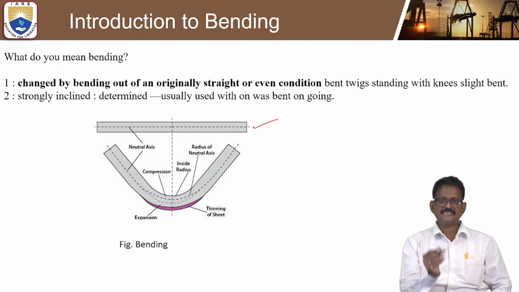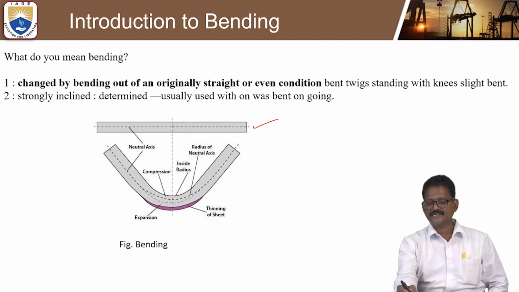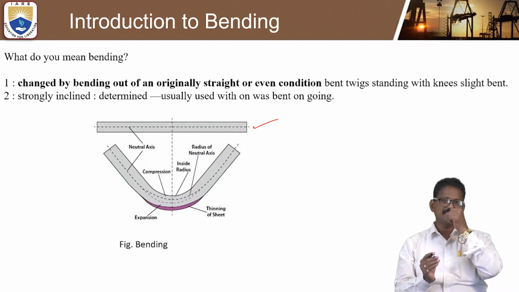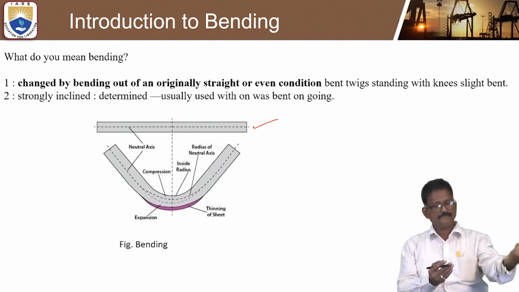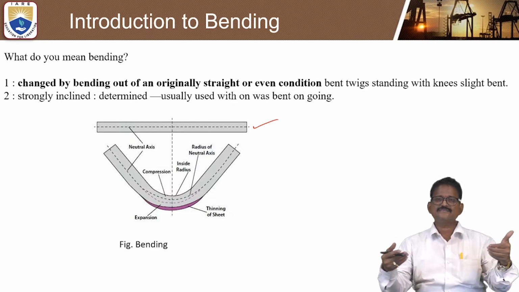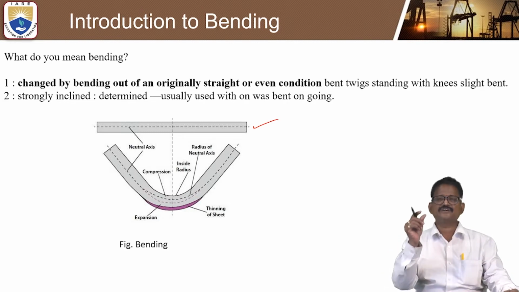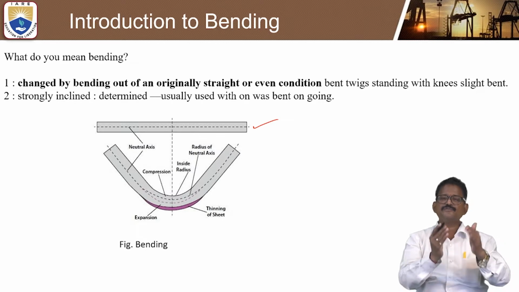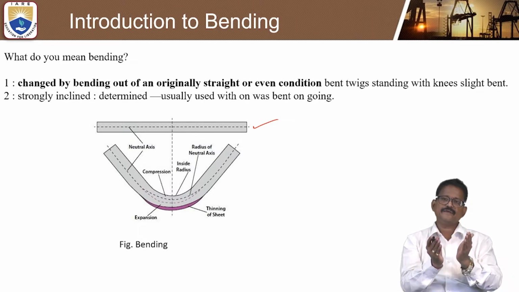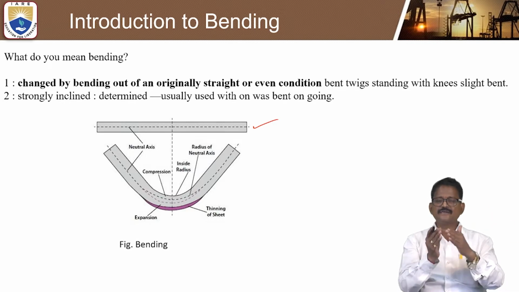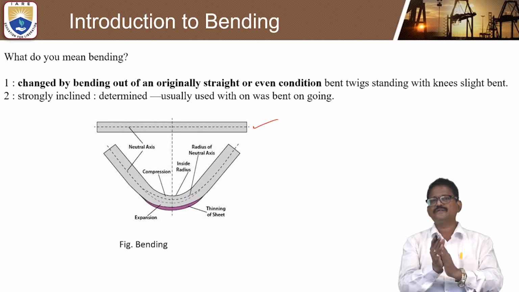So the change by bending is out of the original straight condition, like standing with slightly bent knees. In the same way, how our knees or hands bend. There is a straight workpiece, sheet or plate. When you apply compressive force, it bends. Bending can be subdivided into different types: V bending, channel bending, edge bending, U bending, etc.